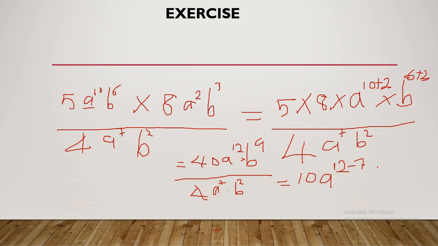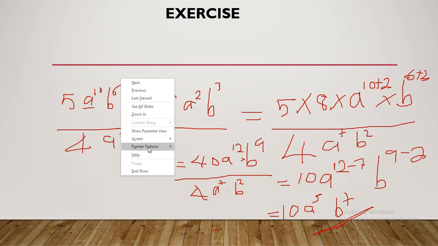And then times b to the power 9 minus 2, right? Which is equal to 10a to the power 5, b to the power 7. This is our final result. Okay, everyone? So this is how you can simplify this expression. These are the rules of indices. Okay, now let's look at some more questions.